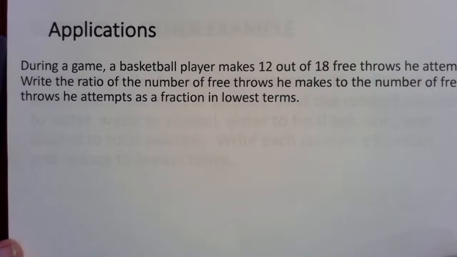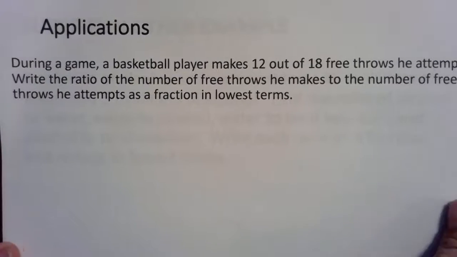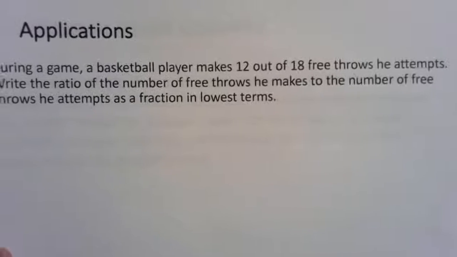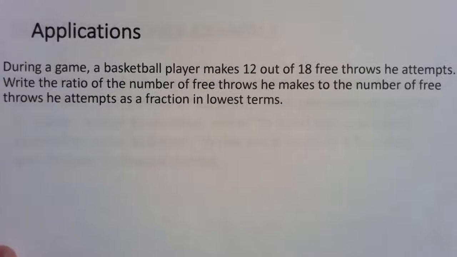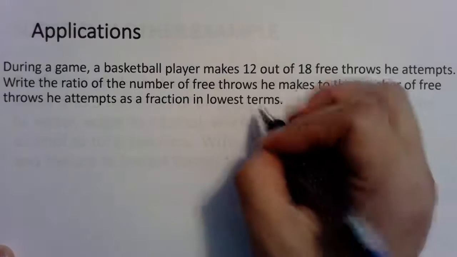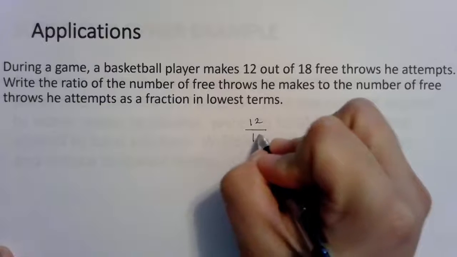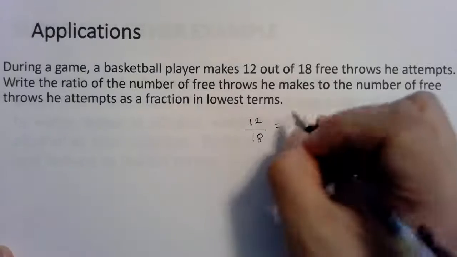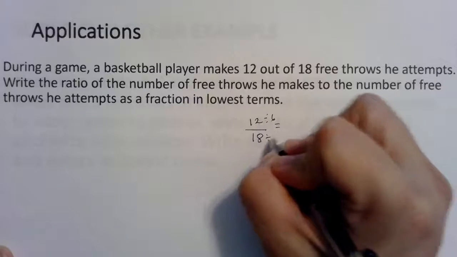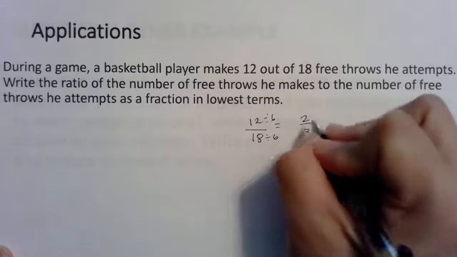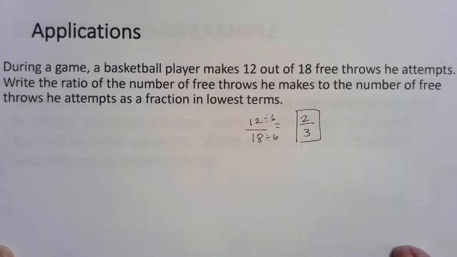Alright, here's an application. During a game, a basketball player makes 12 out of 18 free throws that he attempts. Write the ratio of the number of free throws he makes to the number of free throws he attempts as a fraction in lowest terms. So he makes 12 out of 18. If I divide top and bottom by 6, I get 2/3. So that's it. Another 2/3. Interesting.